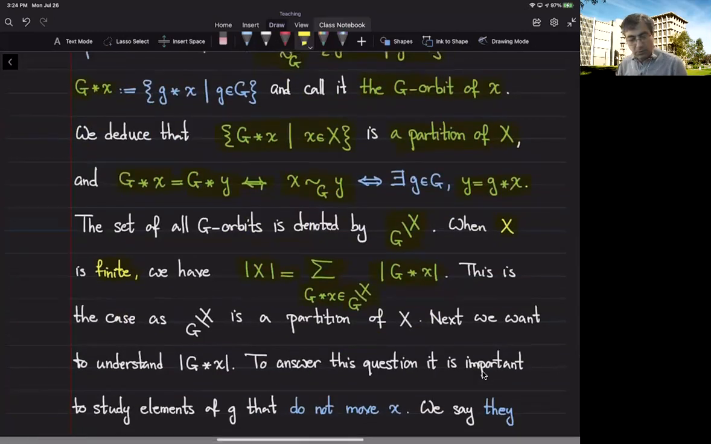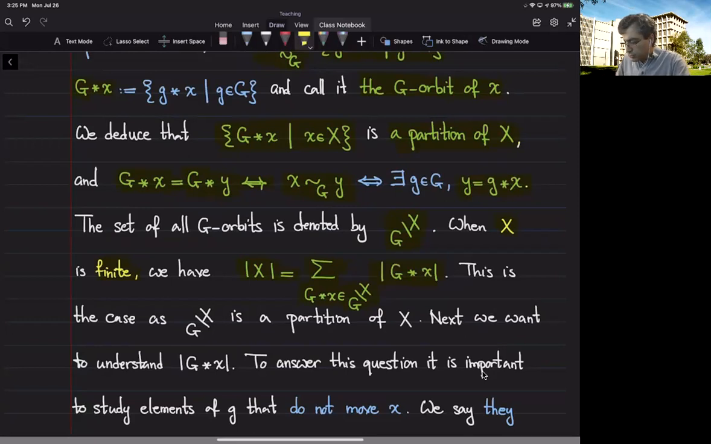So if I want to use this equation as we did in the case of Lagrange's theorem, I need to understand the cardinality of a single orbit. I need to have a better understanding of orbits in general in order to be able to use this equation.